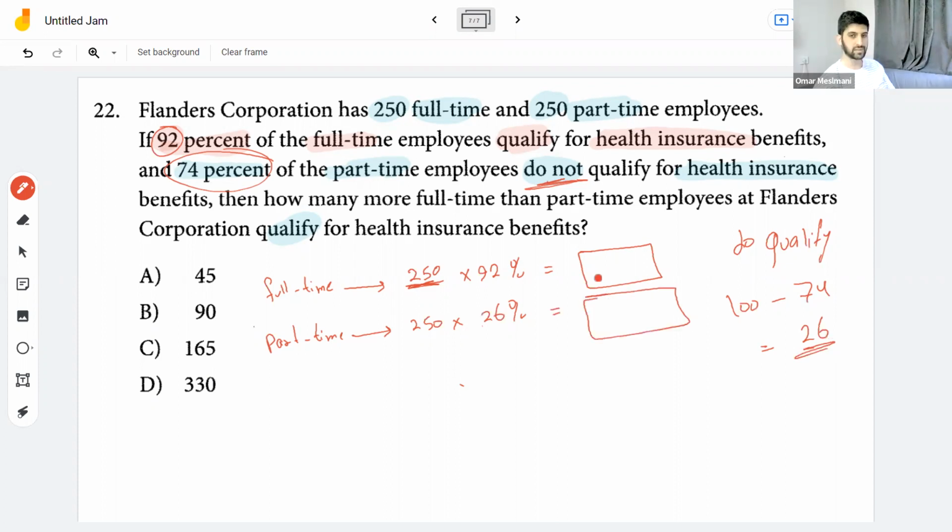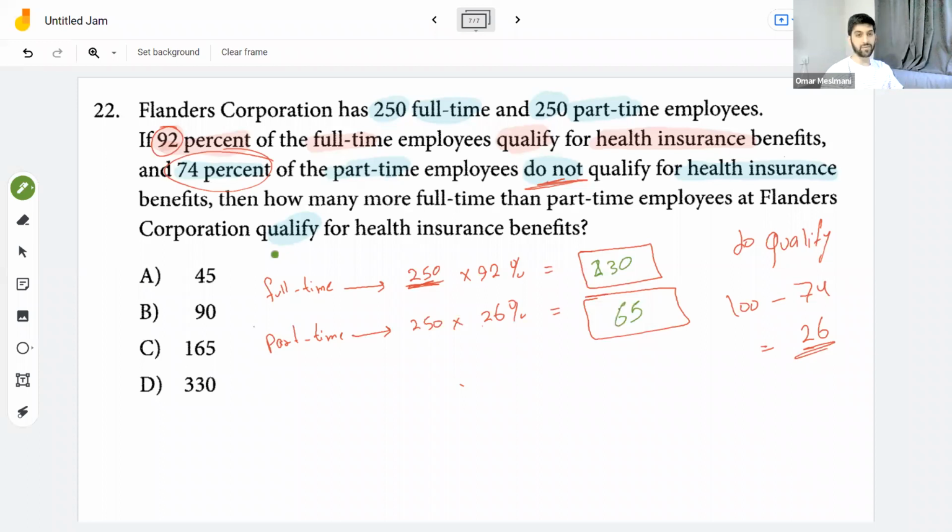So what is the first answer, for the full-time employees? Anyone did it? 230. 230. Okay, what about the second one? 65. 65. Okay.